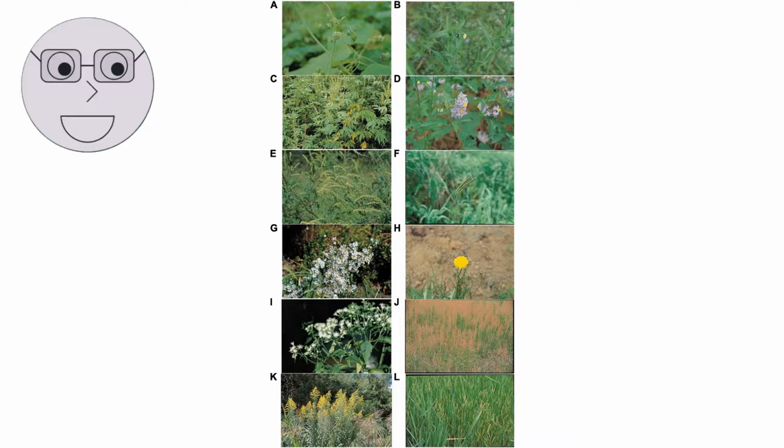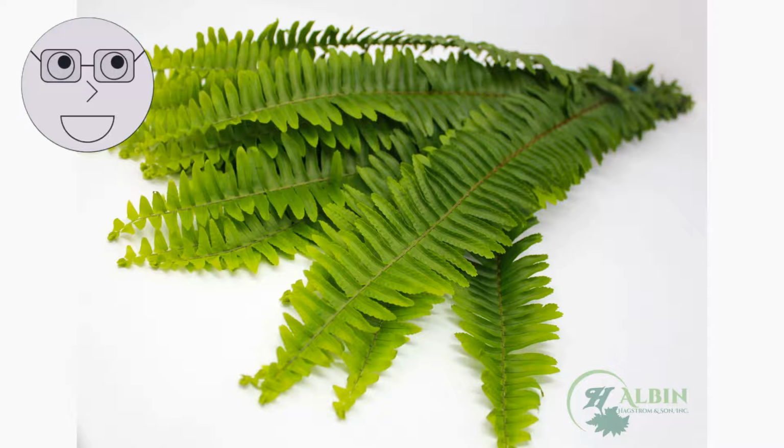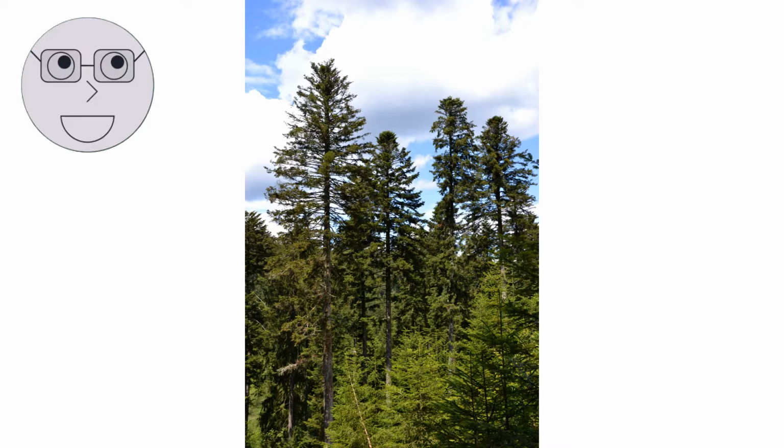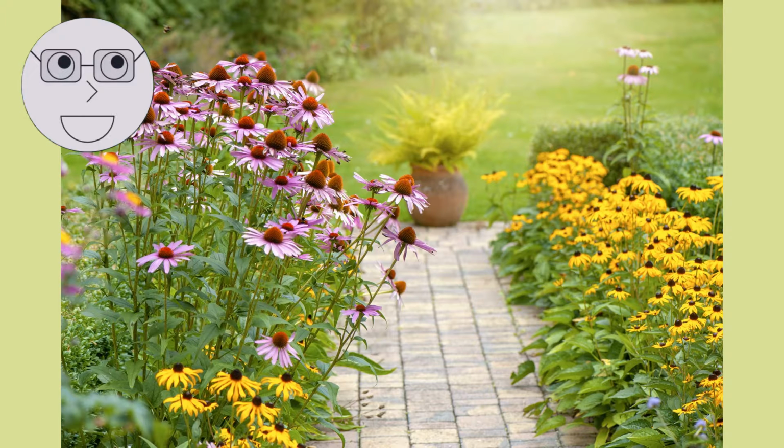There are over 300,000 known species of plants, each with unique characteristics and adaptations. One type of plant is the fern, which reproduces through spores and has no flowers or seeds. Another type of plant is the coniferous tree, which has needle-like leaves and produces cones instead of flowers. The most diverse and abundant group of plants are the flowering plants, which produce seeds enclosed in a fruit.